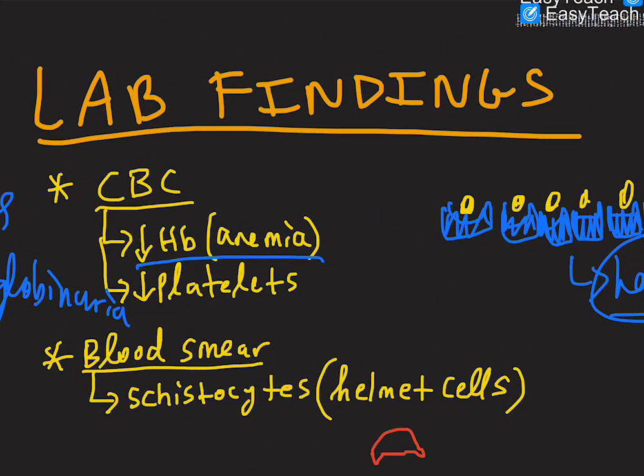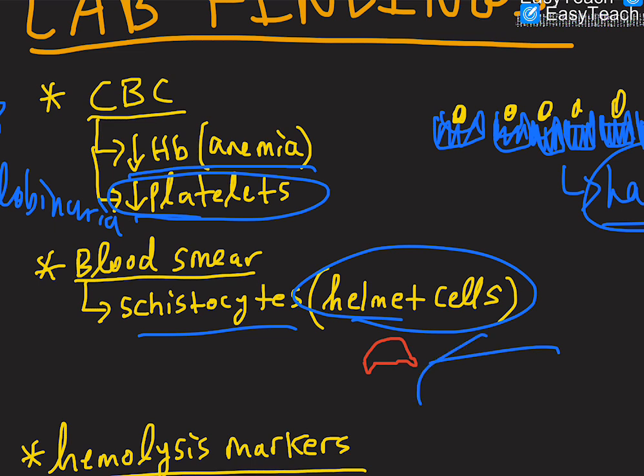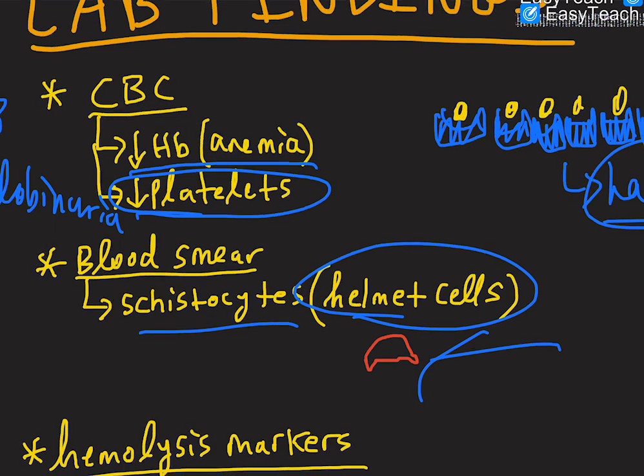And of course, you're making a lot of clots, so you're going to see low platelets too on your CBC. Okay, so that's that. Now, if you do a peripheral blood smear, you're going to see schistocytes, or also helmet cells, which looks something like that. So that's important to keep in mind. Why do you see schistocytes? Because you're shearing your red blood cells across the microthrombi, okay?